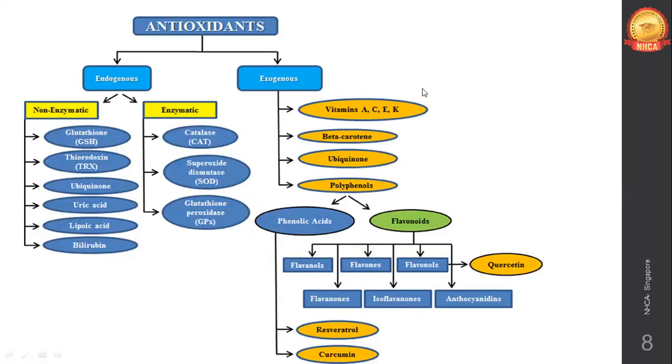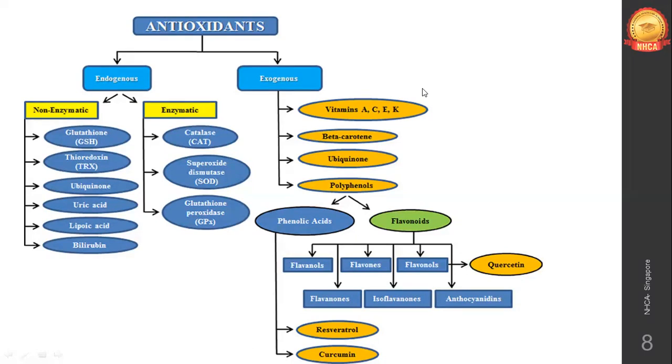Non-enzymes are like glutathione, thioredoxin, ubiquinol, uric acid, lipoic acid, bilirubin. They all have antioxidant effects as well. Bilirubin is produced in the liver. Uric acid is produced in the kidney. Glutathione is a part of your melanin system as well. So these are the non-enzymatic antioxidants produced by your own body.